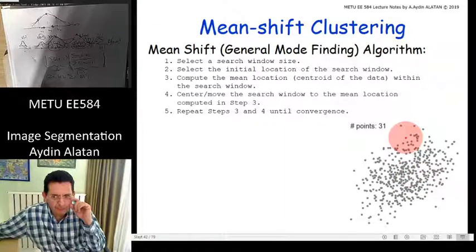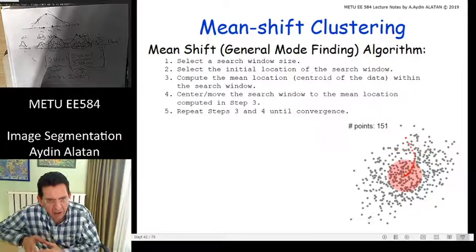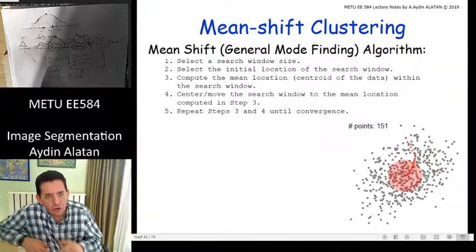Let's start from here. There is a window. This red is our window. The window is moving around. We are only calculating the mean of the points inside this window. And more importantly, after we calculate the mean value, we are basically shifting: mean shift. We are shifting the current position of our red circle to the mean value that I have calculated.